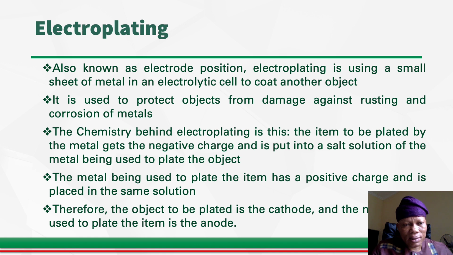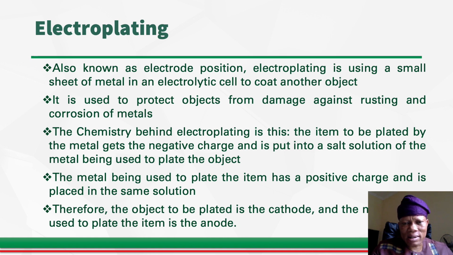What is electroplating? Also known as electrodeposition. Electroplating is using a small sheet of metal in an electrolytic cell to coat another object. It is used to protect objects from damage against rusting and corrosion of metals. The chemistry behind electroplating is this.